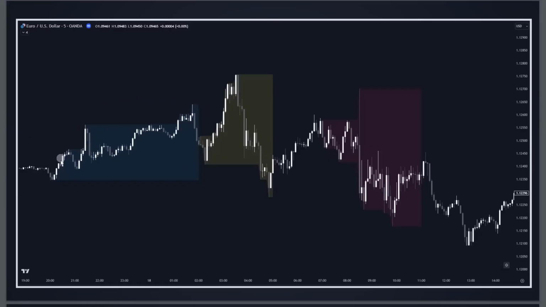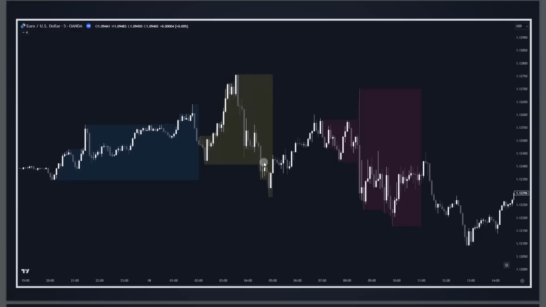We have the Asian session right here. The Asian high is taken right here. Price goes lower. Now, you could have taken any lower time frame entry here, or whatever your strategy is.